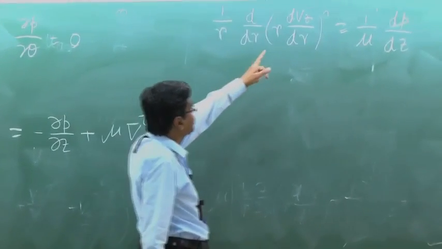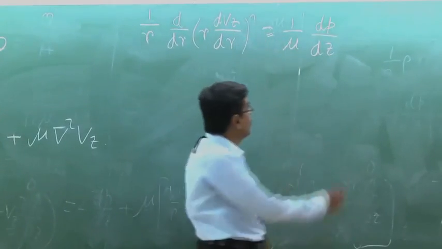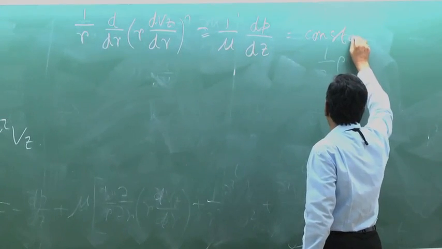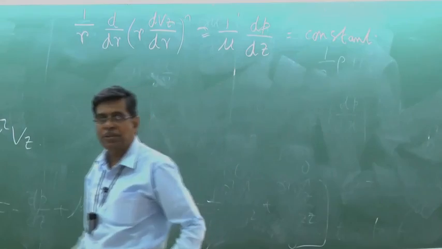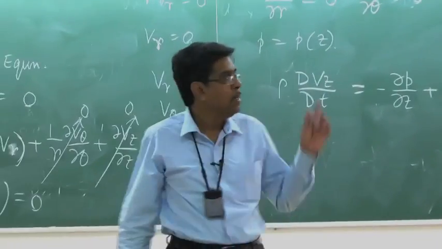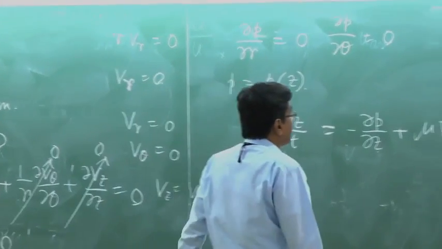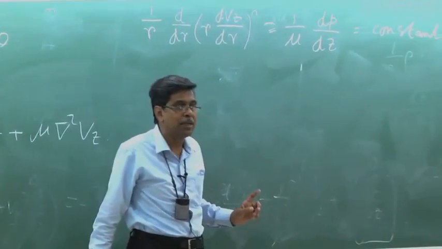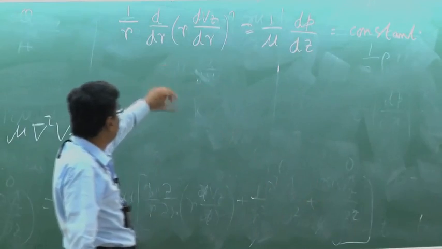Since vz is a function of r and p is a function of z, the equality holds good for a constant, which means from here only the logic tells that p is a linear function of z and u is a quadratic function of r. So that equality holds good, they become constant, that the second derivative of vz with respect to r and first derivative of p with respect to z becomes constant. Okay, all right. Now you integrate it.